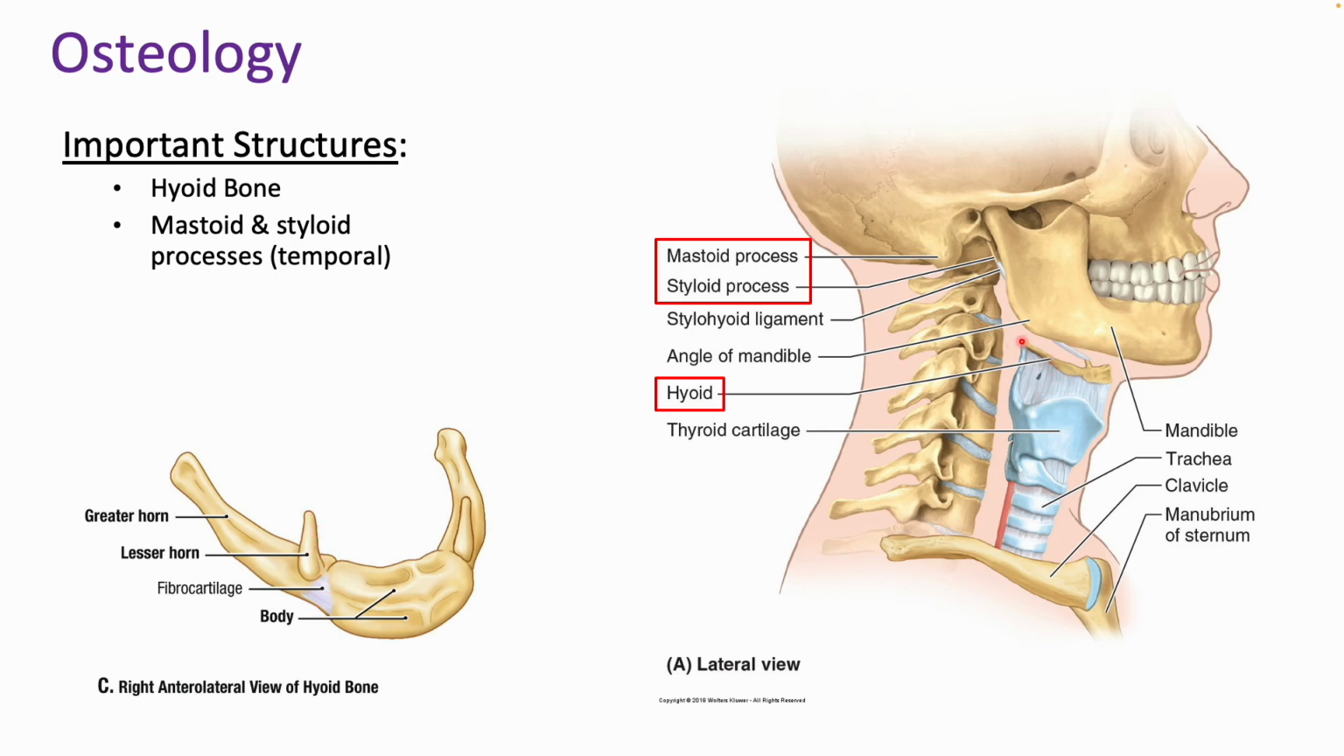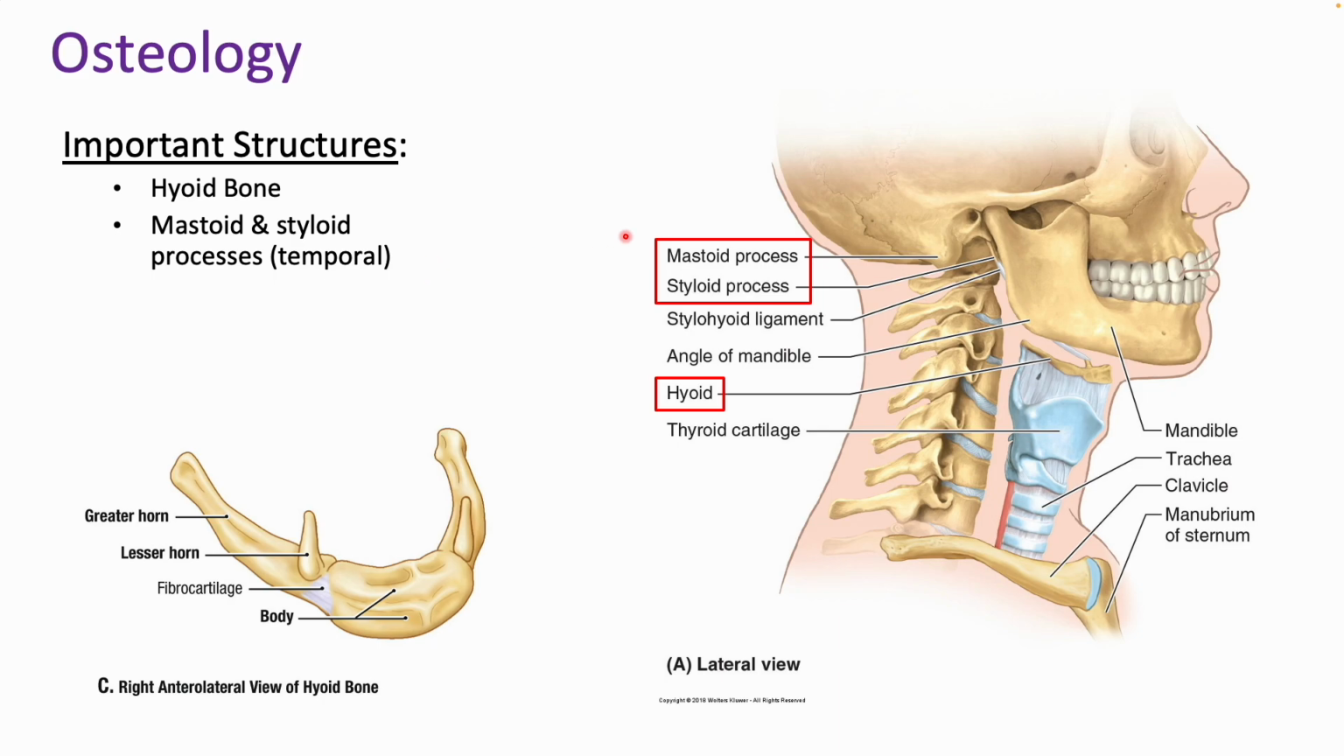And that's actually going to be a free-floating bone. It's not really connected to any other bones, but it is connected via some ligaments and tendons to our larynx here.